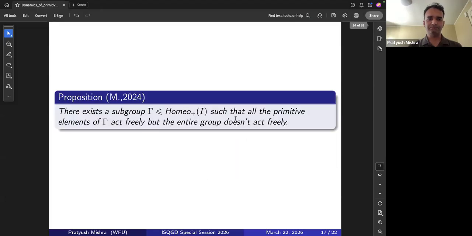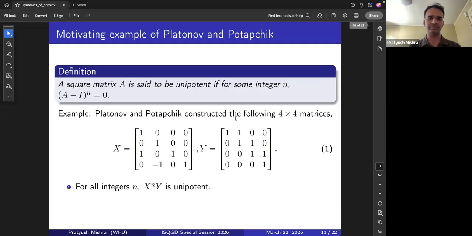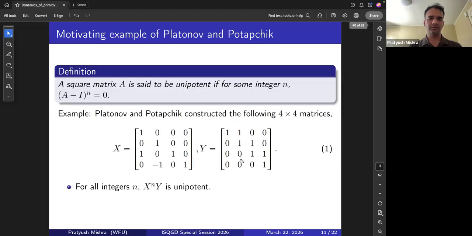I talked about Schreier-Girth, and now let me define the Nelson-Girth. In the Nelson-Girth, one thing is that we don't switch elements. If you look at the Schreier-Girth definition, let me go back. We have these three things, right? The first one is not there in the Nelson-Girth definition.